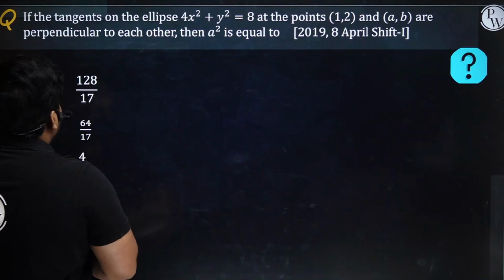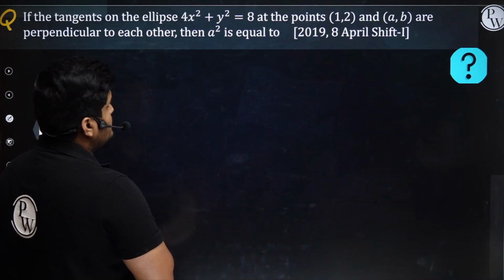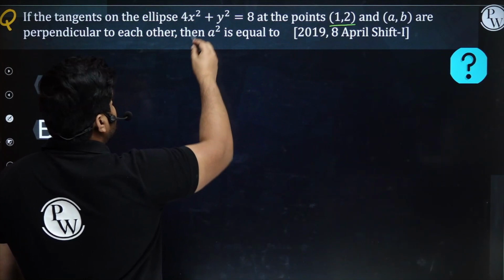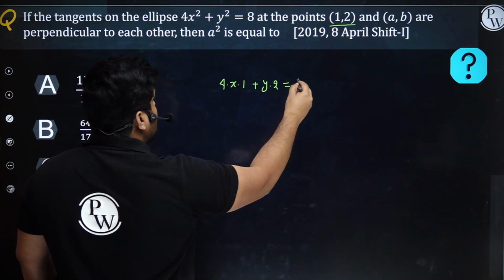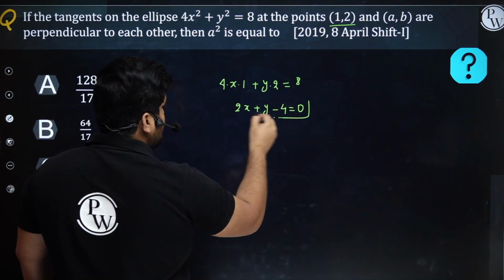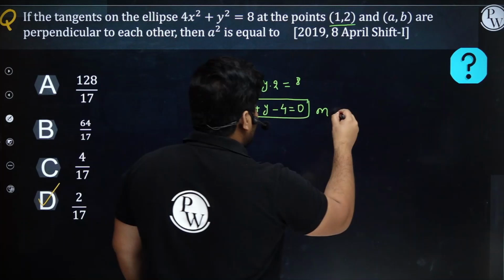The tangents to the ellipse at the points (1, 2) and (a, b) are perpendicular to each other, then a² is equal to. Fine. So the tangent at the point (1, 2): 4 into x x₁ plus y y₁, y₁ is 2, equal to 8. So 2x plus y minus 4 equal to 0 is the equation of the tangent. Now the slope here is equal to minus 2.